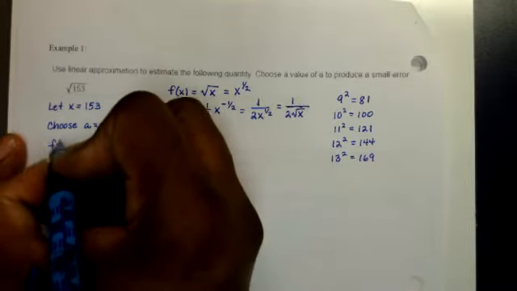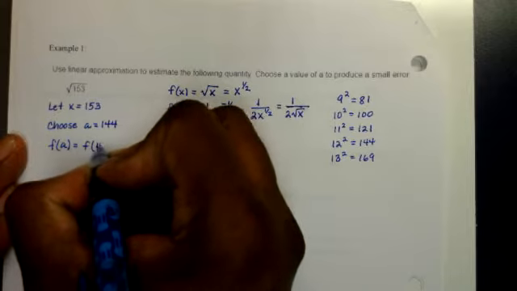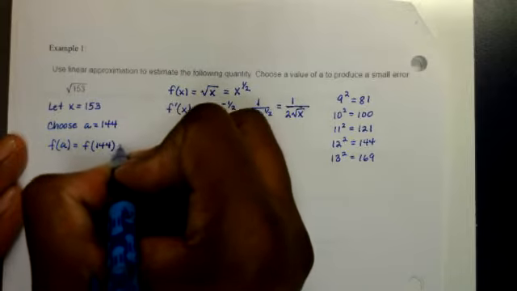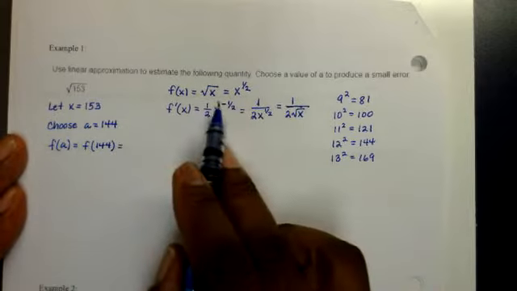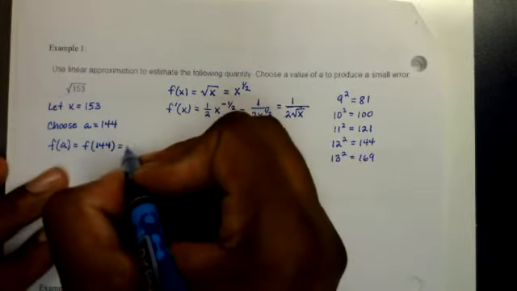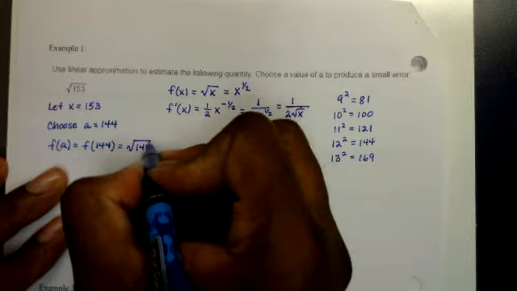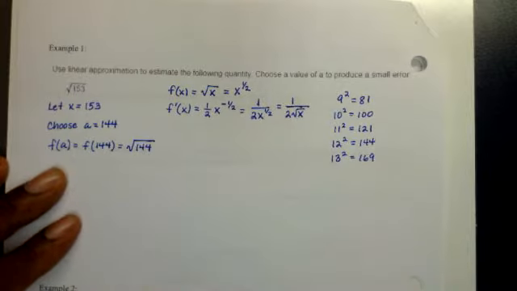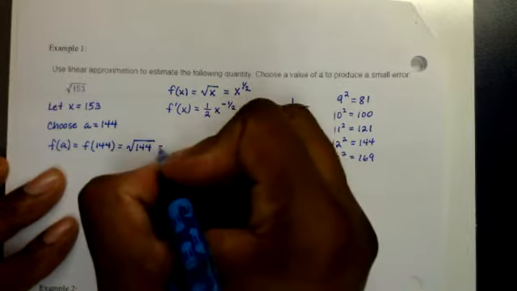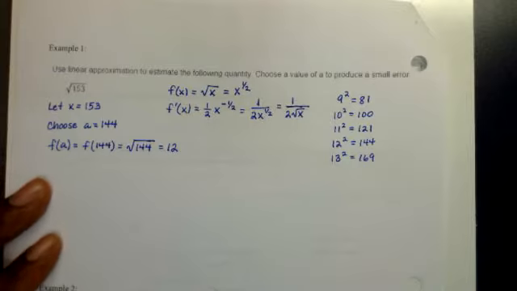So let's start with f of a. And I'm letting a be 144. So f of 144. And here f of x is the square root of x, by the way. So I'm going to substitute that with the square root of 144. Substitute the x with 144. So the square root of 144 is 12. So at a equaling 144, f of a will be equal to 12.